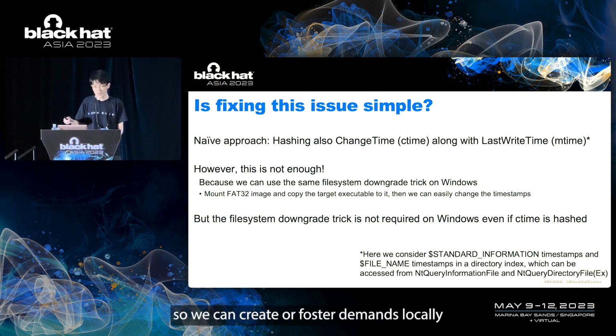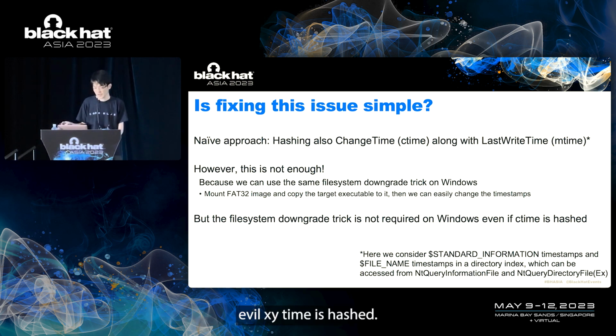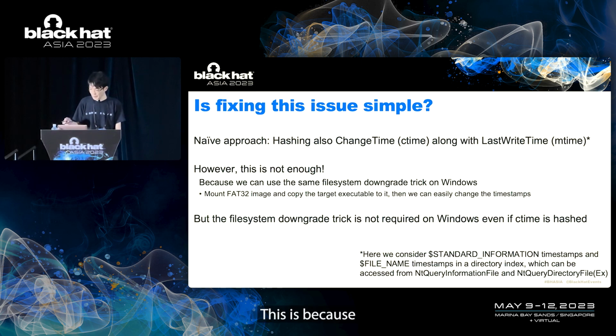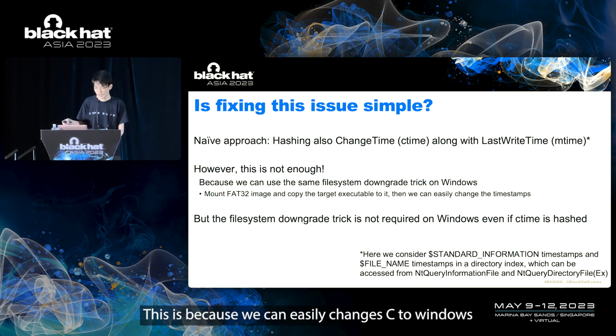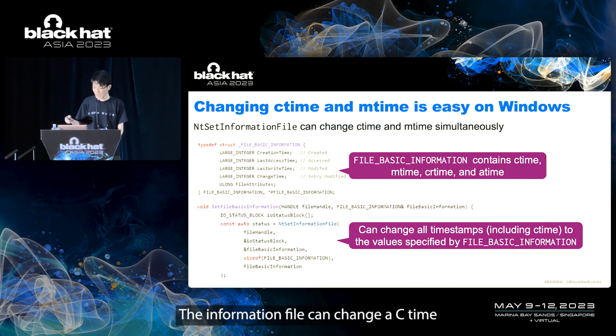So we can create a FAT32 image locally, then copy the target executable to it, and then we can change timestamps freely. But the file system downgrade trick is not required on Windows, even if C time is hashed. This is because we can easily change C time on Windows using the NtSetInformationFile API. NtSetInformationFile can change C time and M time simultaneously.